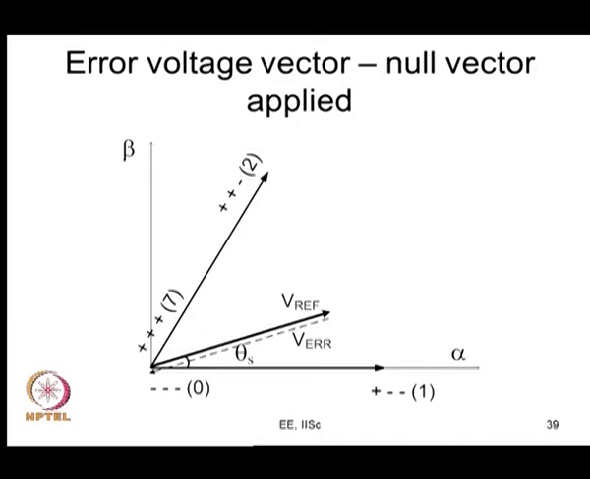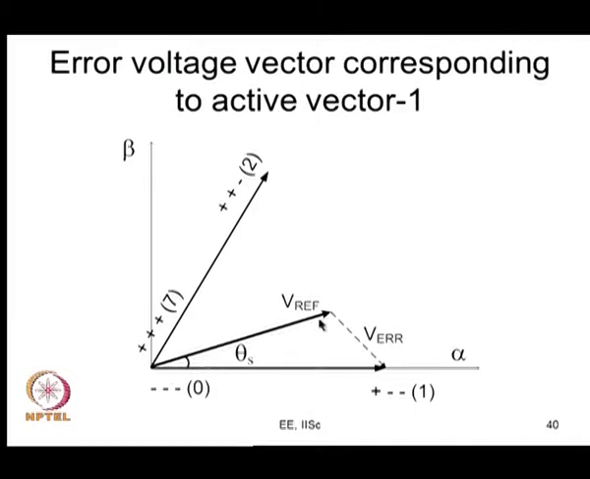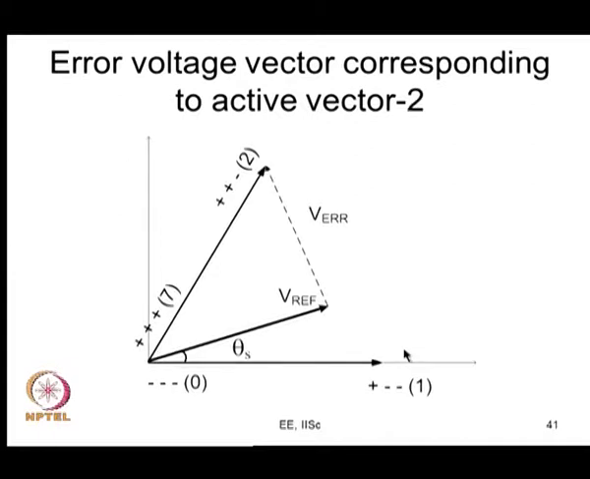So, what happens now? We are now going to analyze the error. So, this is the error. When you have applied a null vector, what you want is the reference vector, but you have applied the null vector. So, the error is this V error vector. Again, what you want is this vector, you have applied the V1 vector. So, this is your error vector. Again, sometimes what you want is this reference vector, what you have applied is the V2 vector. So, this is your error vector. So, when you want this reference vector, sometimes you have an error like this, you have an error like this, or sometimes you have an error like this, and this error is a problem.